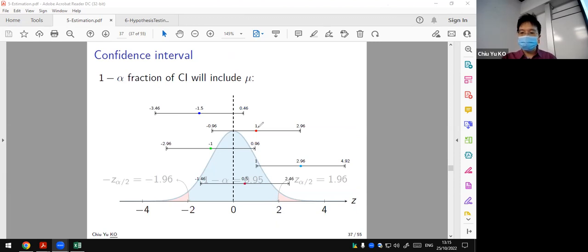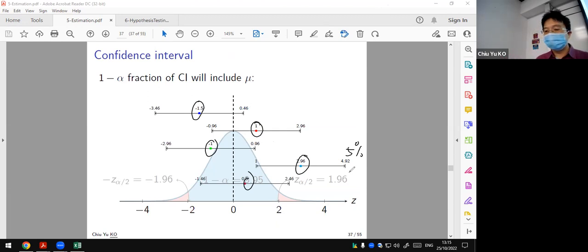If you construct this interval many times, you have this, this, this, and 95% of the intervals you construct will include the mu. Okay, and 5% will not be included. But do note that we don't know which one will be included and which one is not. So if we just do one, we don't really know. It's just confidence, where some confidence is there.